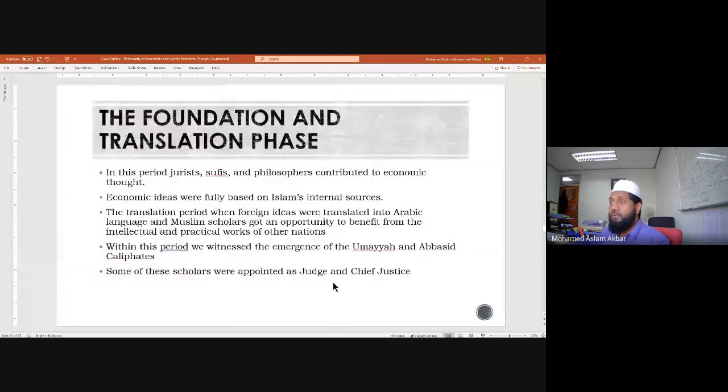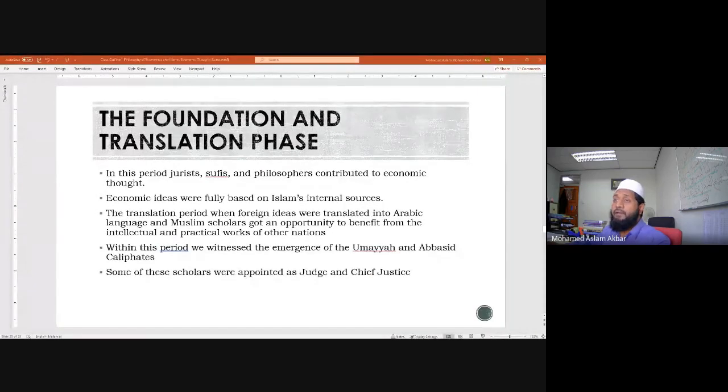The formation period. Here we are actually talking about the revealed knowledge of Quran and Sunnah. Because when we talk about the economics in the formation period, we are not talking about external influence in economics. It is totally the internal sources, because we are talking about Quran and Sunnah most of the time.